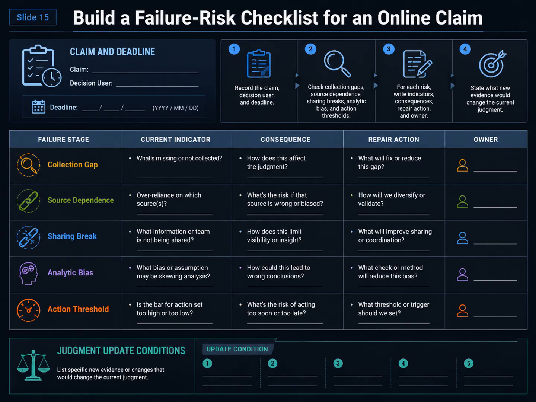For each risk, record the current indicator, possible consequence, repair action, and owner. Add one final field. What new evidence would change the present judgment? That makes a later review much more useful than simply saying the team was wrong.